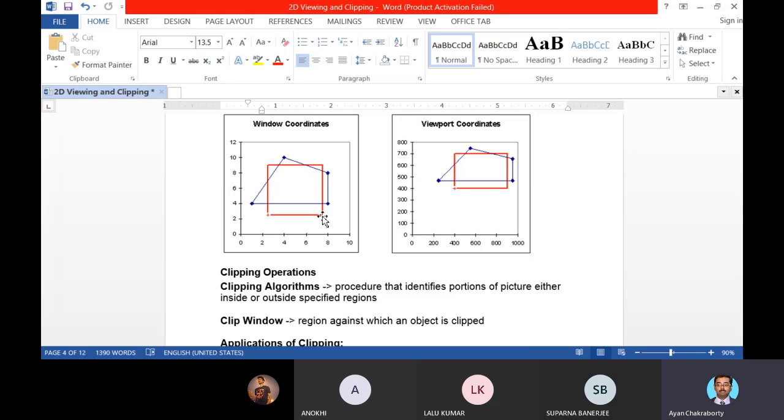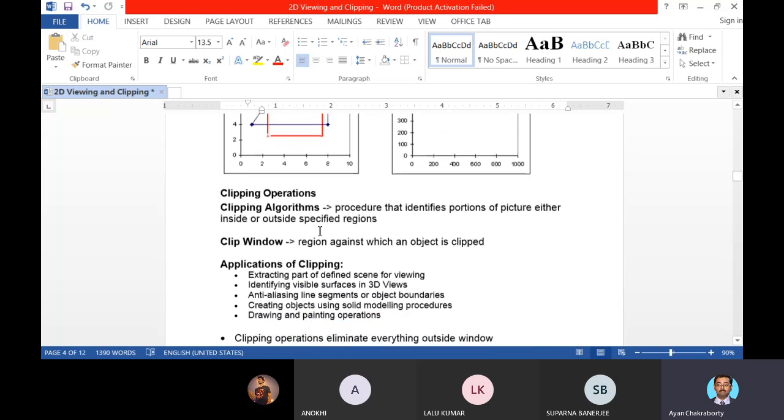So any portion of the object or of the scene or of the picture, image, whatever you can say, any portion of the image which is outside of this specified region or the visible frame should be clipped, that portion should be truncated. So that's why these clipping operations or clipping techniques are required.